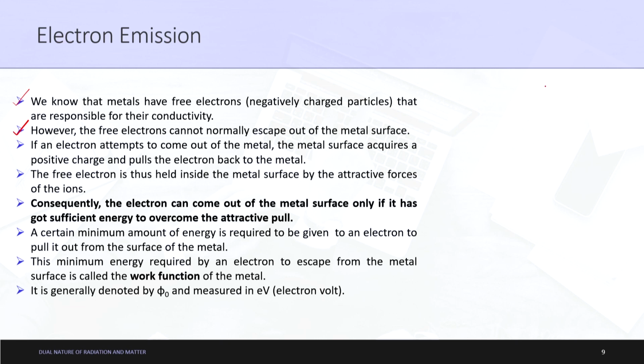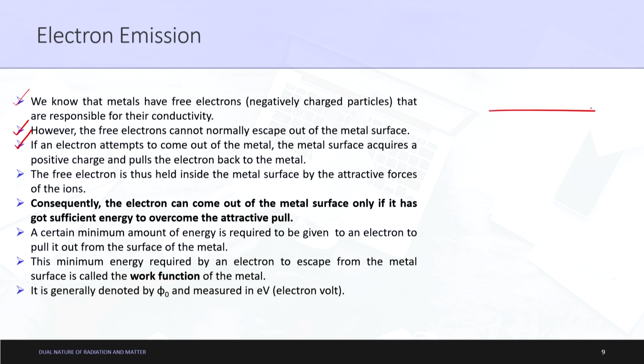If an electron attempts to come out of the metal, what actually happens, and why can it not come out? If an electron attempts to come out of the metal surface, the surface acquires a positive charge and pulls the electron back to the metal. Let us suppose this is that metal surface being explained here. Let us suppose this is that electron.